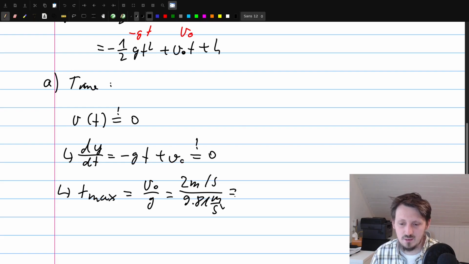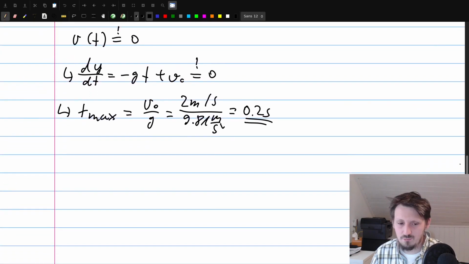So when we insert our values into our calculator, for example, we get a value of approximately 0.2 seconds. So the stone needs 0.2 seconds to reach the maximum height. Now we have the time which is required, but the question was, what is the maximum height that can be reached?